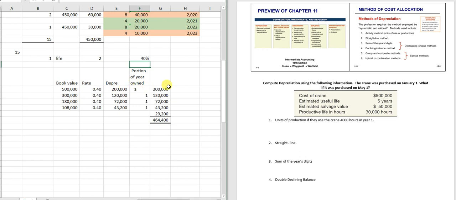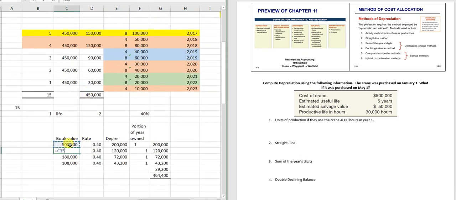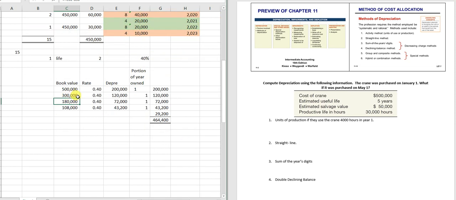I've simply added these in here for when I own it a fraction of the year. So my depreciation expense and accumulated depreciation in year 1 is 200,000. In year 2, I take my cost. My cost is 500,000 minus my accumulated, which is 200,000, and I get 300,000. So I take 300,000 times 40%, I get 120,000.